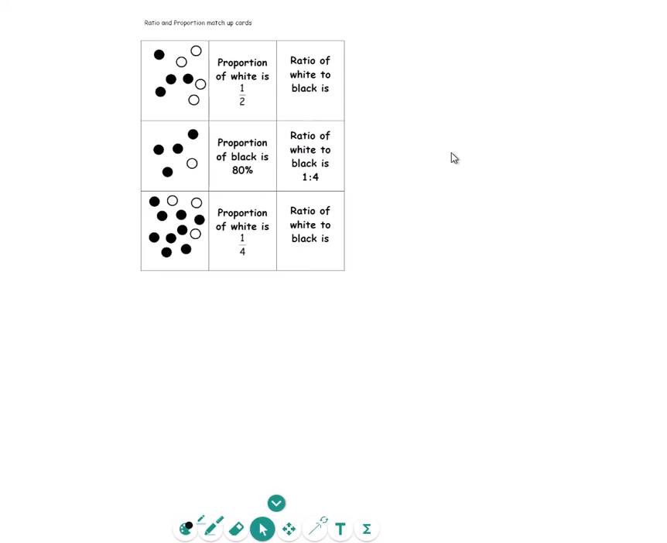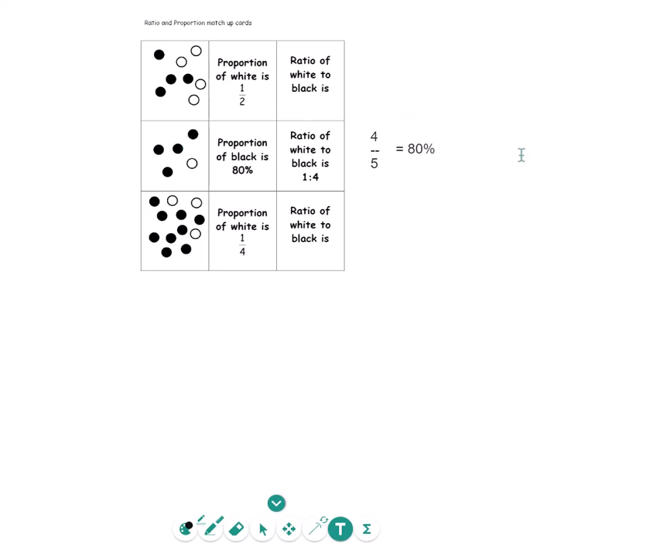And the second diagram on this page I can see 4 black dots and 1 white dot. So what's the proportion of black? Well, there are 4 black dots out of a total of 5 dots, and 4/5 equals 80%.